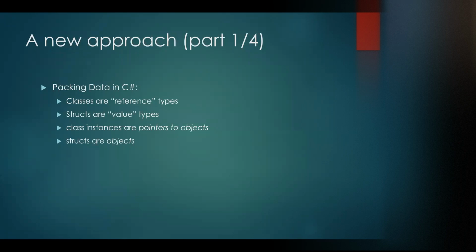In the case of references, what we have is a pointer to an object somewhere else in memory. In the case of a value type, what we're holding on to is the actual object itself. So if we have a struct, we know that that struct is binding all the data that it has inside it together into a single memory object.